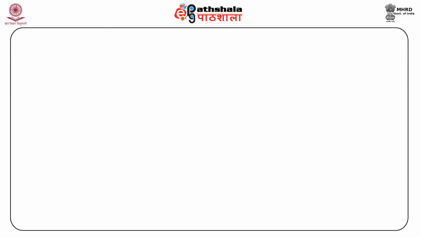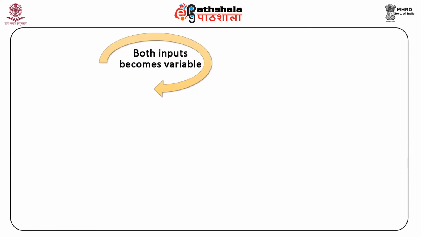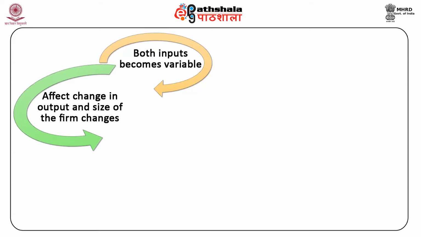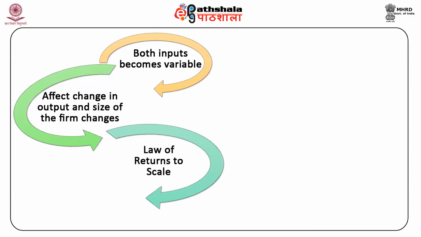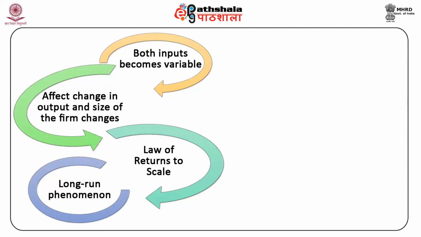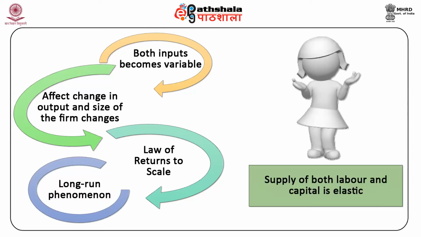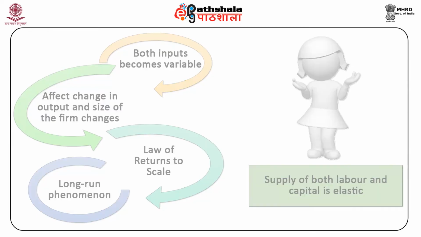Let us now move ahead and talk about the law of returns to scale. When both the inputs become variable and the change in both the inputs affects the change in the output and correspondingly the size of the firm changes, then it is known as the law of returns to scale. It is a long run phenomenon where the supply of both labor and capital is elastic.